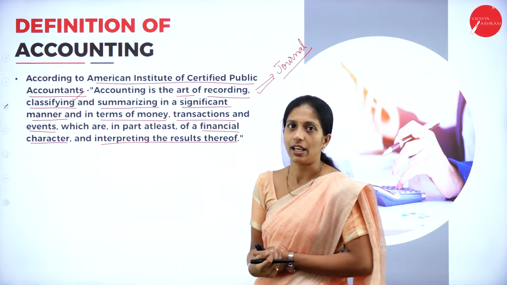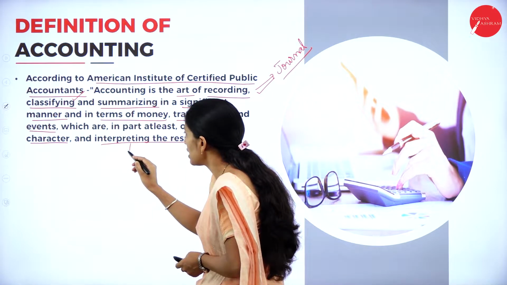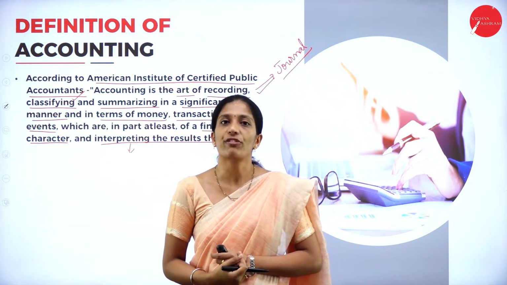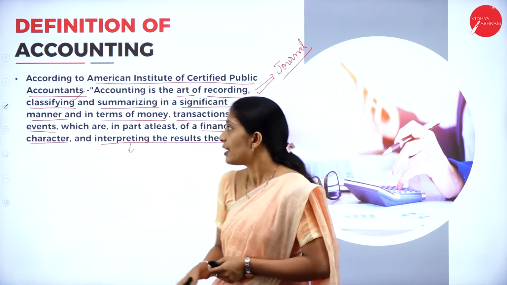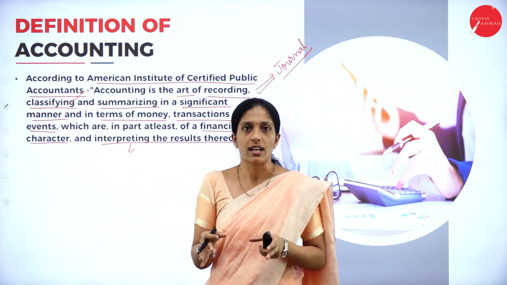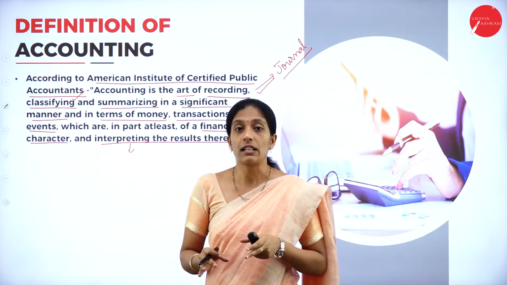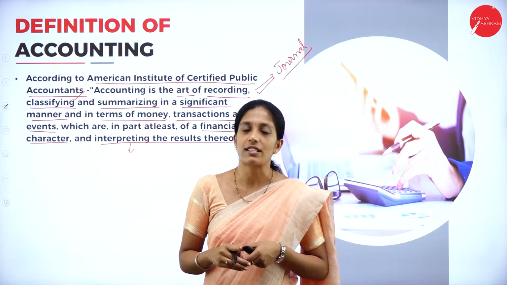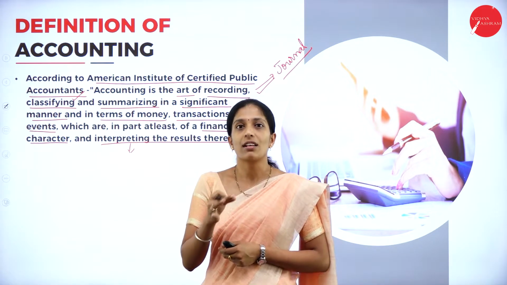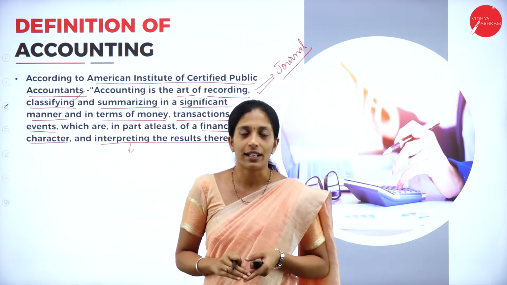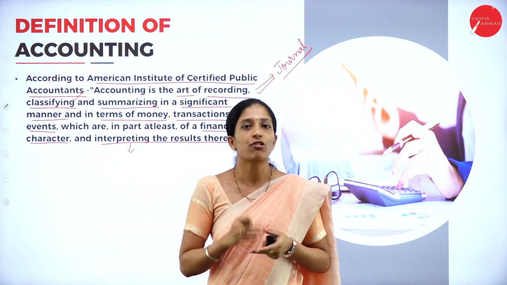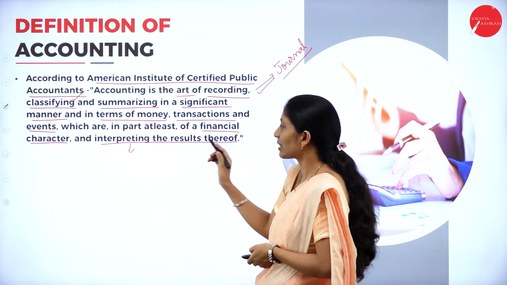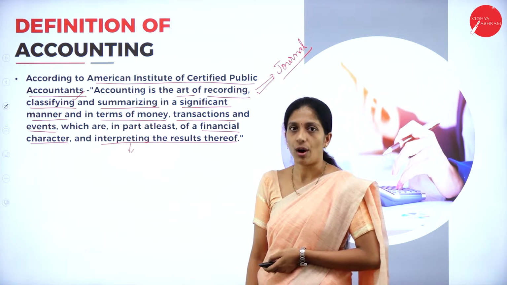And interpreting the results thereof. So how do you interpret the results? We present the accounting information in the form of the profit and loss account as well as the balance sheet. In interpreting, the user will come to know the net profit or net loss of the business and the financial position of the business. That is interpreting the results. Results is nothing but the financial results of the organization.